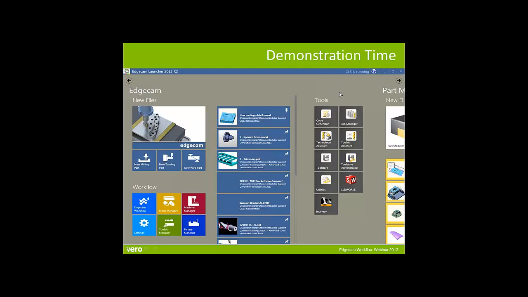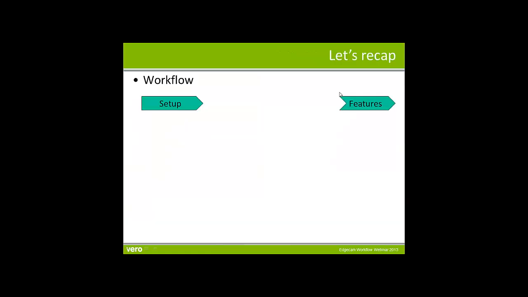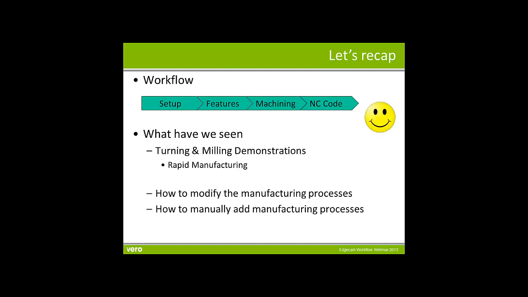So what we would like to do is just recap on what we have just seen. Workflow, where we load the file, we set the file up, we find the features, we do the manufacturing, we produce NC code. We've seen both turning and milling demonstrations. And also, obviously, what you had there was a component with both turning and milling features on it.